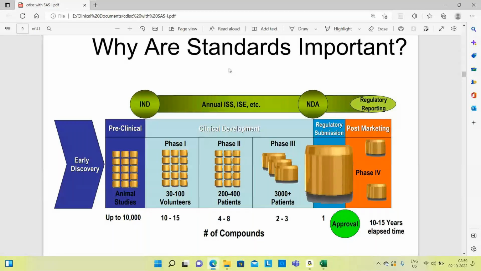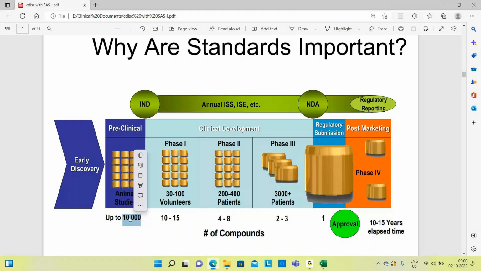Okay. So ISS is interim summary for safety and ISC is interim summary for efficacy. And this is a drug development cycle. You can see, right? This is preclinical. In preclinical, they may do up to 10,000 trials, and to get the drug approved they work on almost all of them. In phase 1, they work on 30 to 100 volunteers, around 10 to 15 trials. These numbers are not fixed, just a rough estimation.